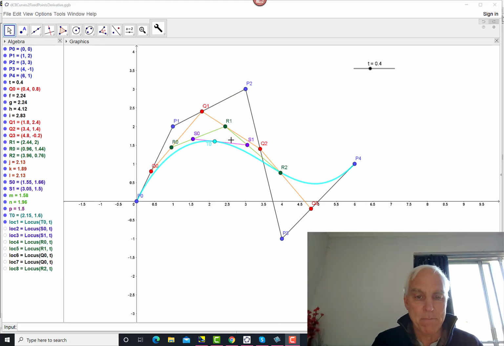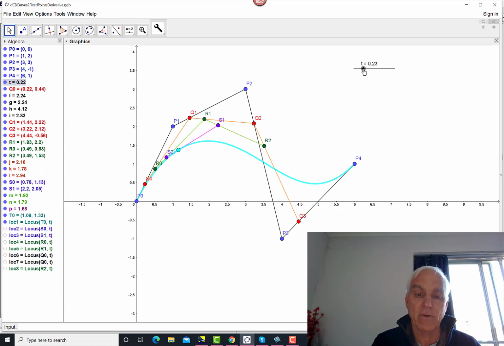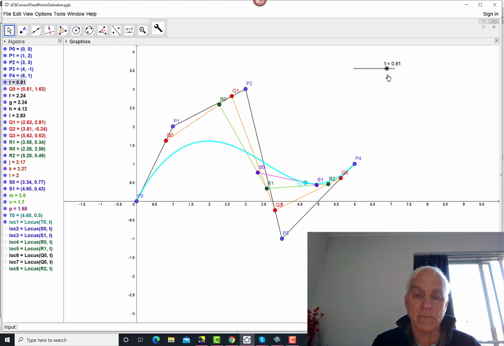All right, so here's the same data now in a GeoGebra worksheet, and you can see everything laid out here on the left-hand side. You see all the points, the control points, P0 to P4 in blue, and then the red ones, the Q0, Q1, Q2, Q3, and then the next level, the green R points, and then the purple S points, and finally down here, the T0 point. And here's our parameter, which we can slide around, and as we slide this around, we can see how everything moves and how this T0 forms the curve that we're interested in.